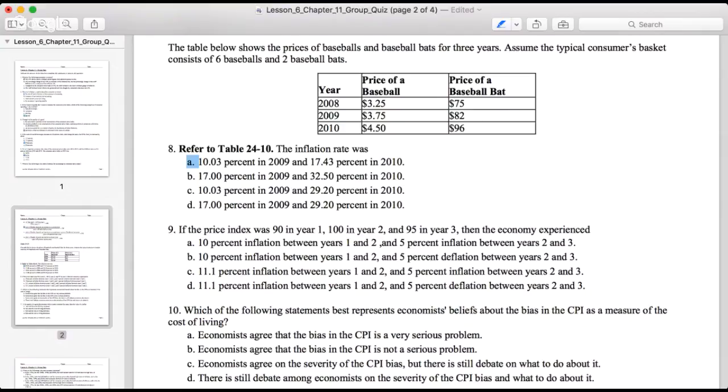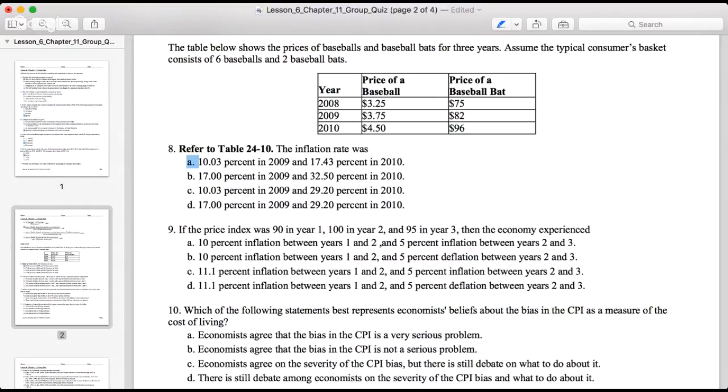So for 2008, I got 169.50. Right, I got that one. For 2009, I got 186.50. Oh, I got 192.5, so that might be the one I'm mistaken on. Okay, and then 2010, I got 219. I got that one too. So for 2009, I went 186.50 minus 169.50, divided by 169.50, times 100. So that would be year 2 minus year 1, divided by year 1, times 100.